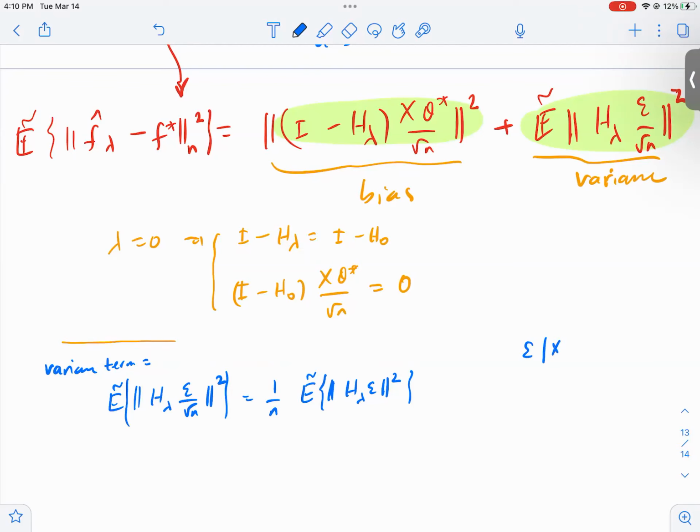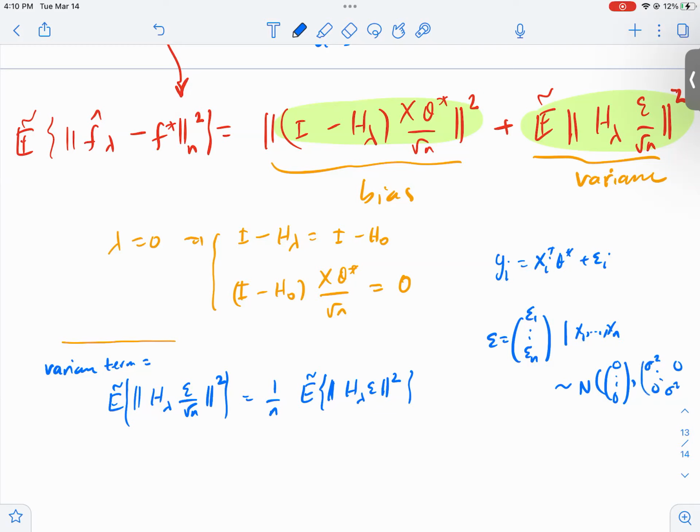Conditional on x1 up to xn, epsilon is basically a vector, epsilon1 up to epsilon n. These are the noises in the y's, right? So y_i is x_i transpose theta star plus epsilon. And so given x1 up to xn, which is what we're conditioning on, this would be normal with mean 0 and covariance with sigma squared all the way on the diagonal and 0 elsewhere. So it would be normal with mean 0 and covariance matrix sigma squared I. Okay.